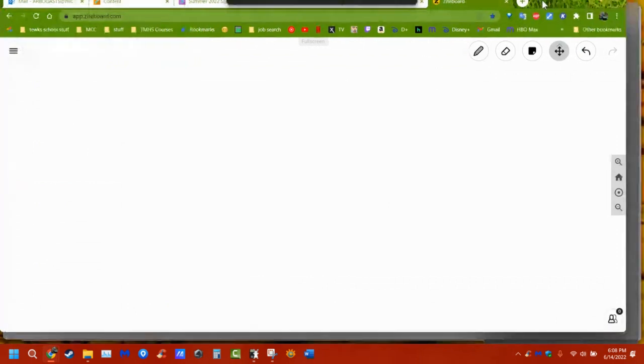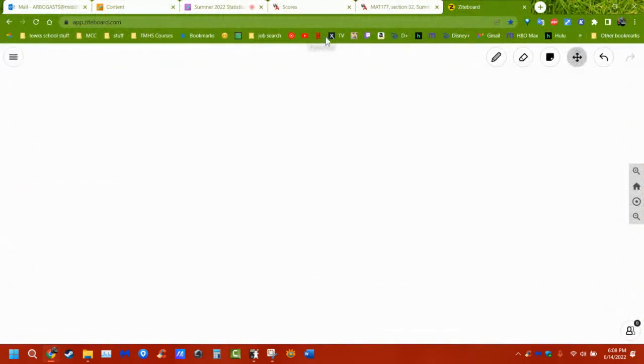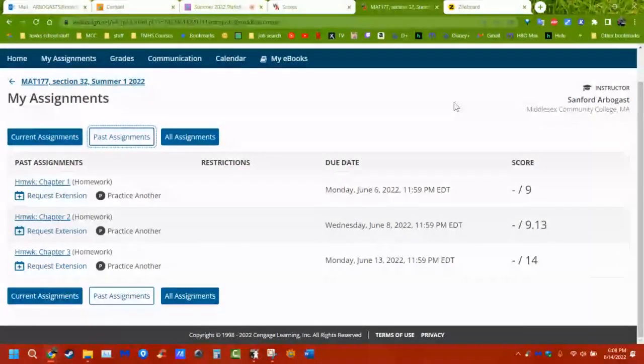So that's all I've talked about so far, just the grading. You want to know where you see the grade. If you're in WebAssign, you can look at your past assignments, and this is where I get those grades from. I go to past assignments, and it gives me a percentage, and I just put that in as the grade. The same for the tests.